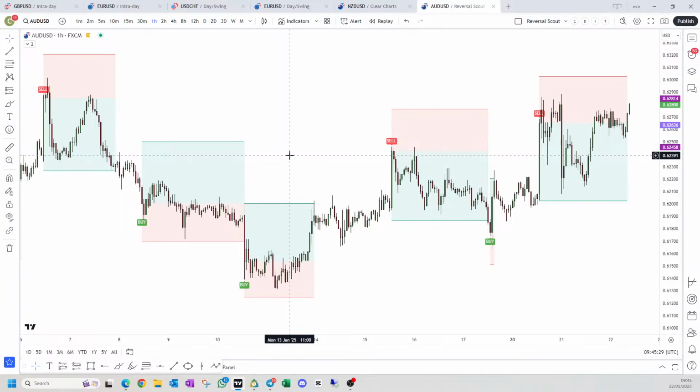Same thing here, made 1.6. Same thing here, made 1.6. Same thing here, made 1.6. Same thing here, and then we're at about break even right now.